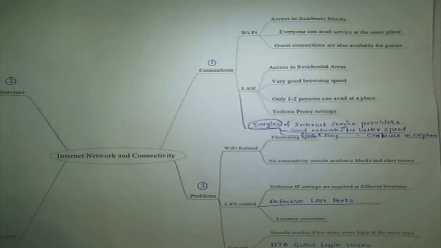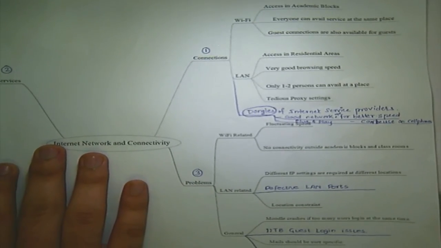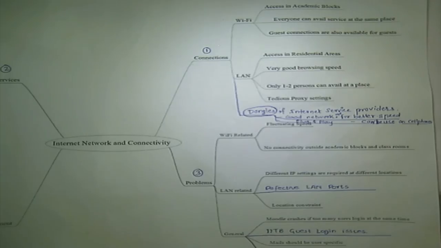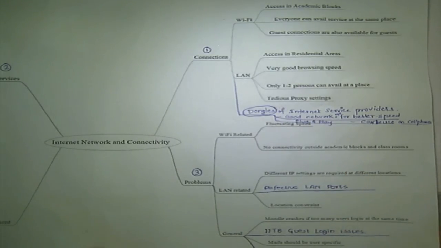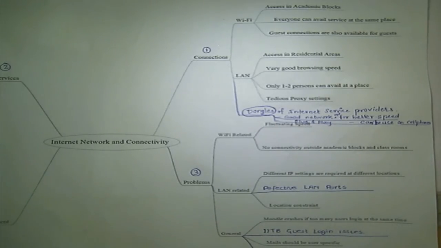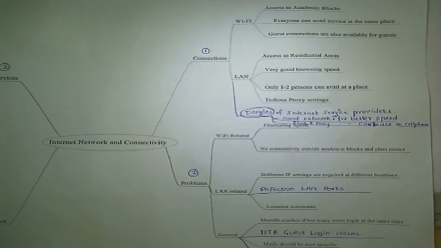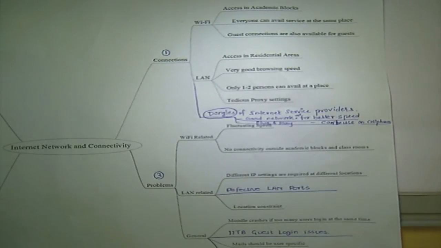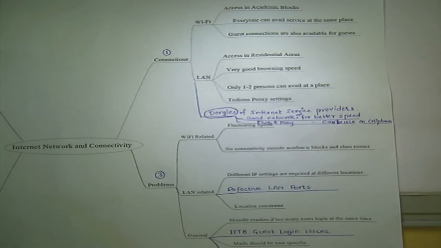So the topic is internet, network and connectivity. It's very well segregated, in which connections, services, problems and suggestions for improvement are very well stated. So the segregation is very good, and the sub points are good. We could just number those points, but if they are not numbered, it's also good. There's no need to number, because we can directly look at the connections, then services, then problems and suggestions for improvement. Those are very common things.